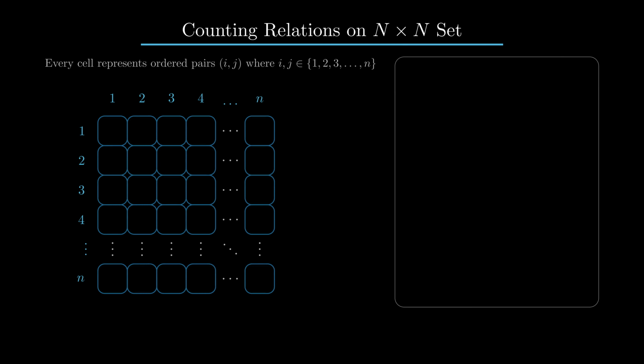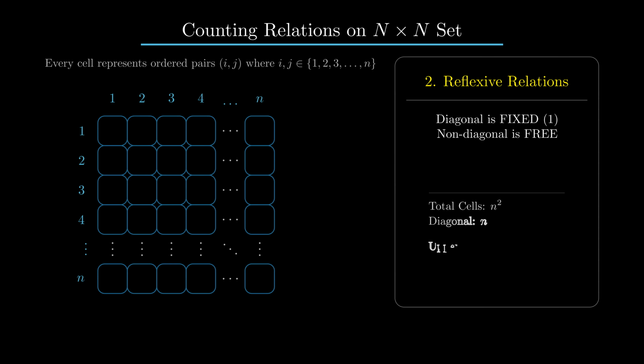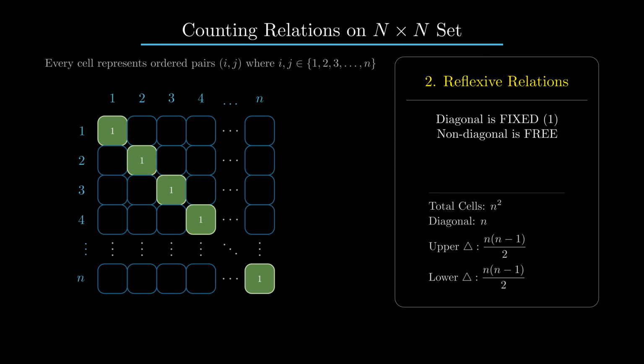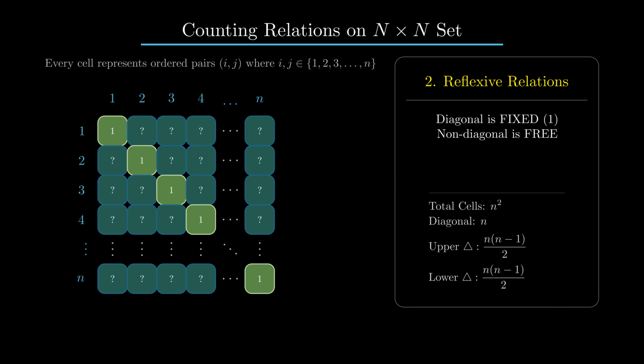Next, let's count reflexive relations. By definition, a relation is reflexive if every element is related to itself. On our grid, this imposes a strict constraint. The main diagonal must be filled. These n cells are fixed to 1. They are no longer a choice. However, all the cells off the diagonal are still free to be chosen. Since we removed n cells from our set of choices, the exponent reduces. The formula becomes 2 raised to the power of n squared minus n.